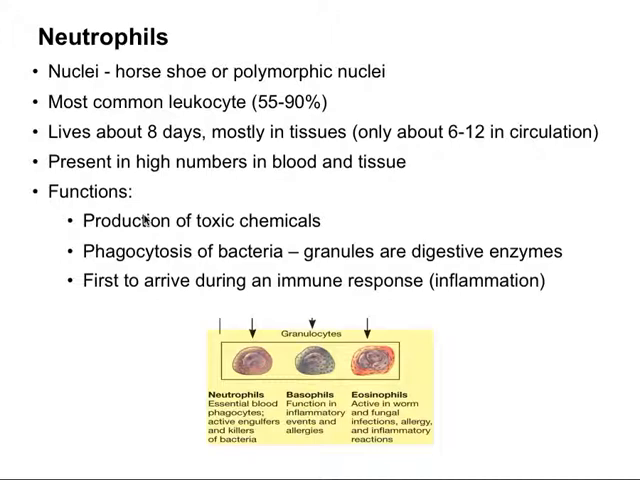They're present in very high number in both blood and tissues, which will give you some insight into their importance in immune function. They function in the production of toxic chemicals, in phagocytosis of bacteria. In fact, those granules, as with all the granules, contain digestive enzymes. So once bacteria have been phagocytosed, then the granules release their digestive enzymes and break apart the bacteria. Neutrophils are the first to arrive during an immune response, during the phases of inflammation.